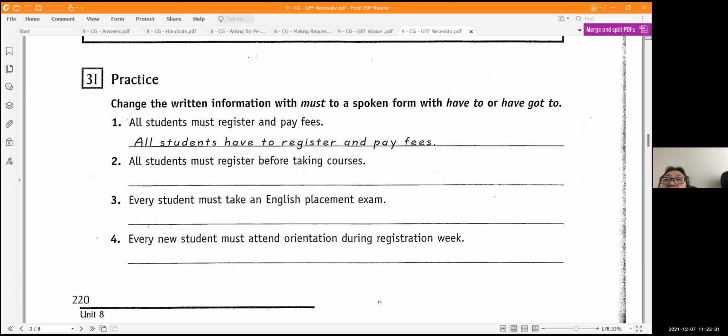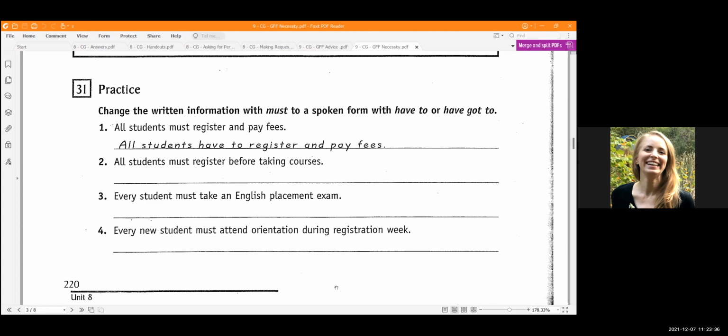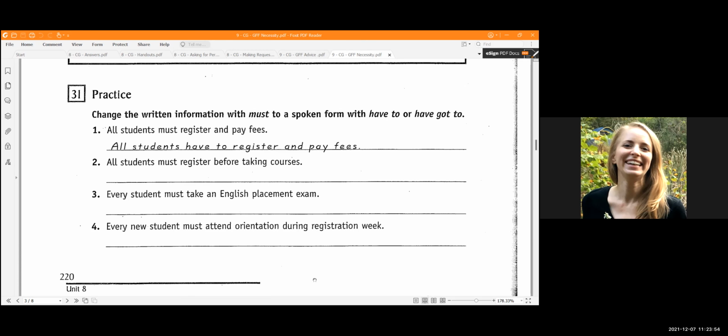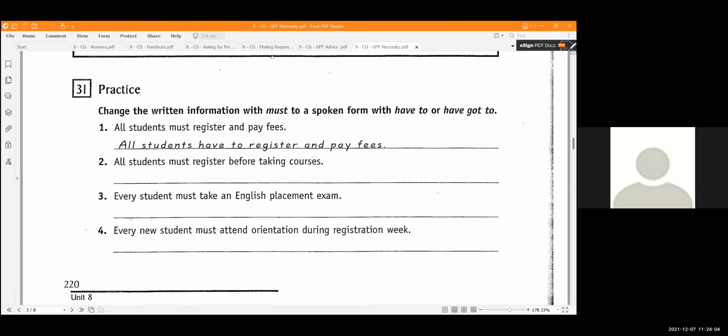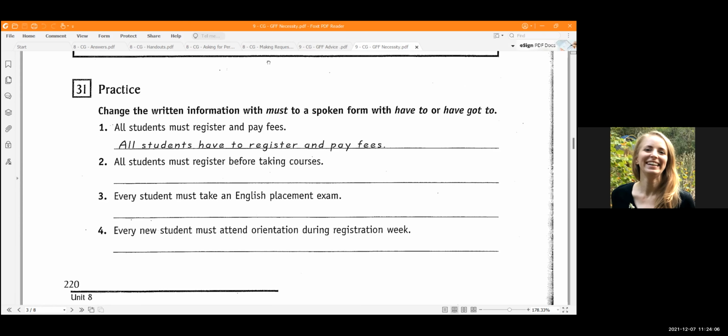So for this sentence, the difference is that we use must for written information and written instructions. We use must in speaking as well, but it's very overpowering, very strong. Is it a matter of formal and informal too? Maybe a little bit, but not necessarily. Have to and have got to are just a little bit more friendly, and it's easier to say than must.